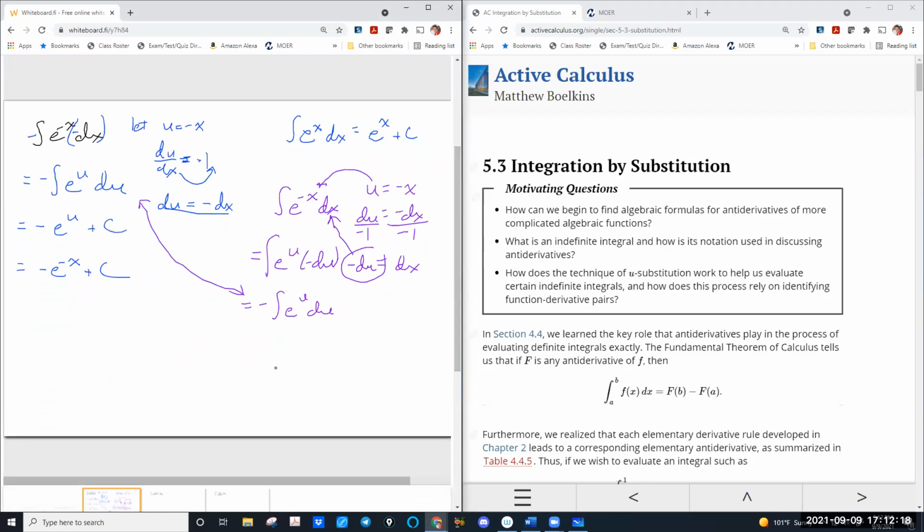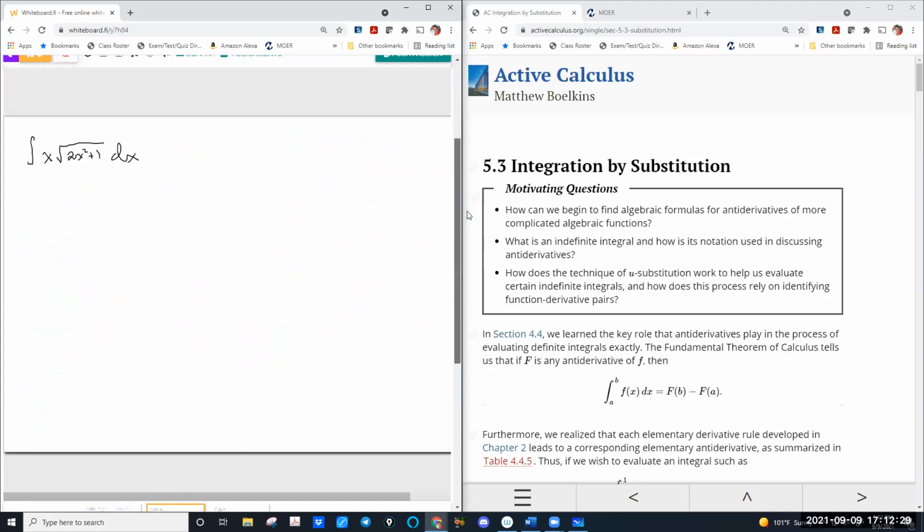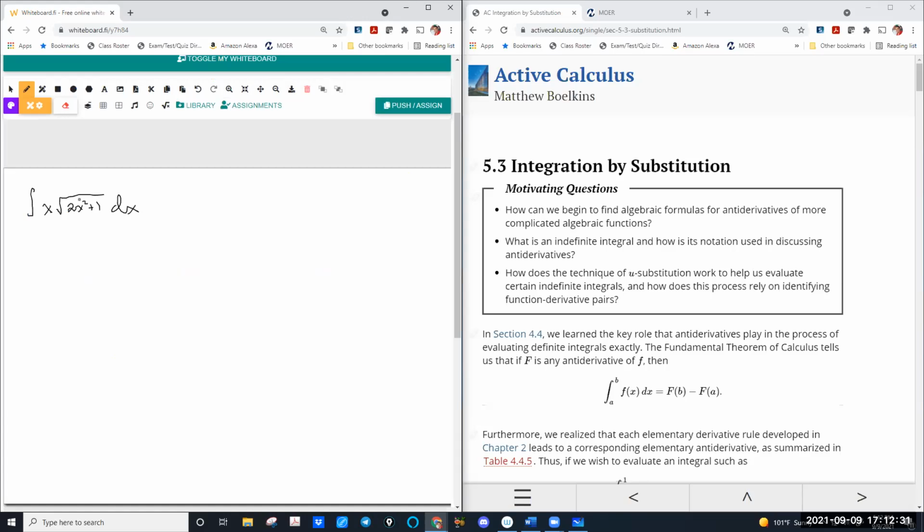Okay. Let's go with a little bit more interesting example. That one was a little bit on the basic side. So we get a function like this. I think when there's something like this, it's pretty obvious what the inside is because it's under the radical. If that weren't so complicated, we could deal with this a lot easier. So I'm going to let my u equal the 2x squared plus 1.